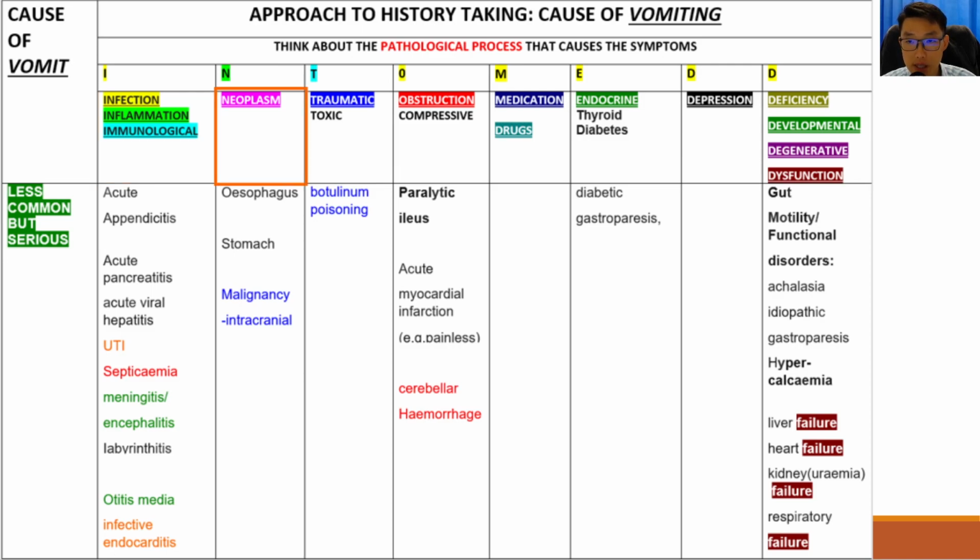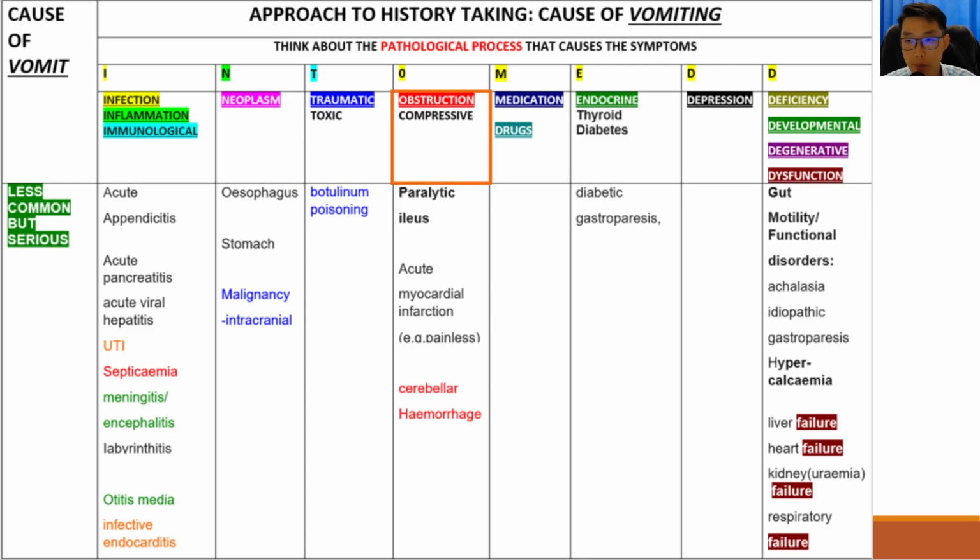Next, we have neoplastic causes. These include cancer of the esophagus, cancer of the stomach, as well as any cancer within the brain that can increase the pressure within the brain, causing vomiting, usually worse in the morning. Next, we have toxic causes. Poisoning with botulinum toxin can result in vomiting as well.